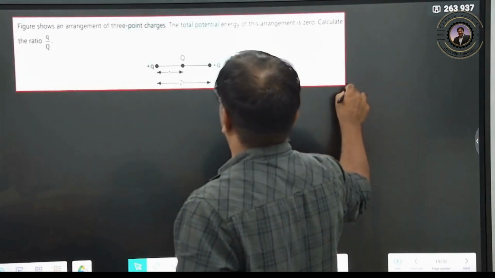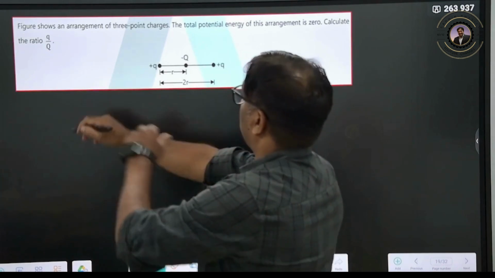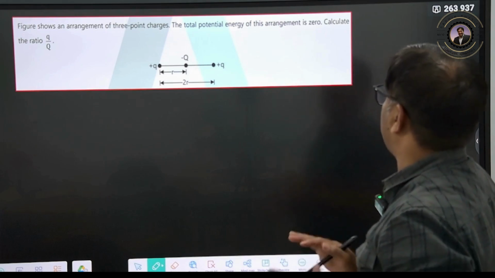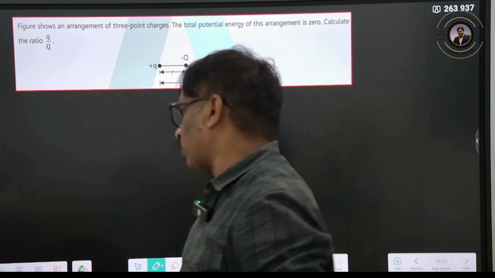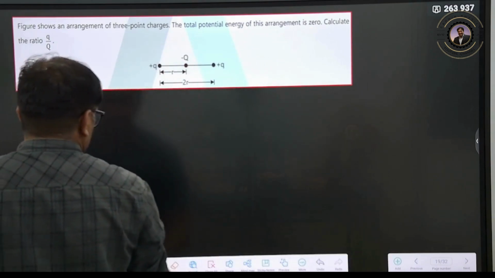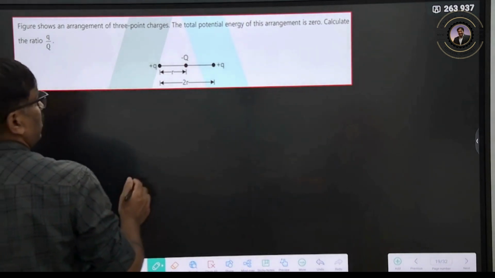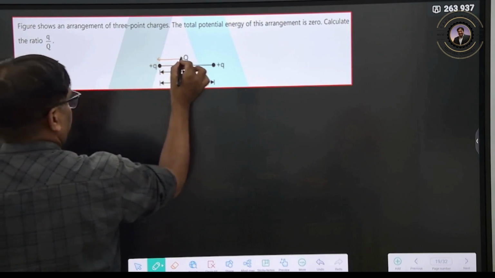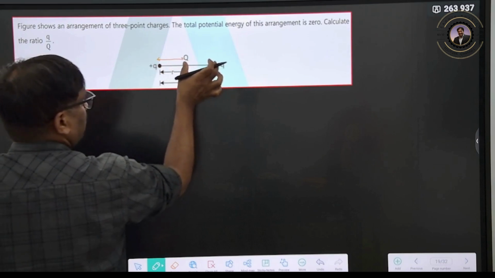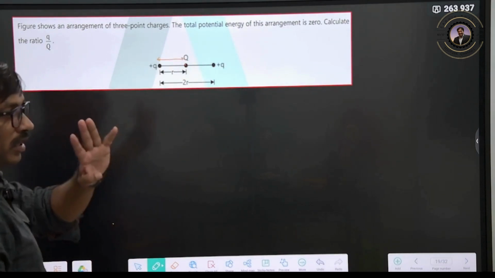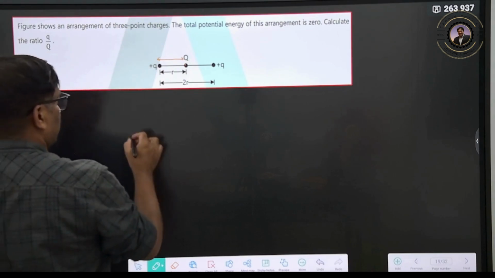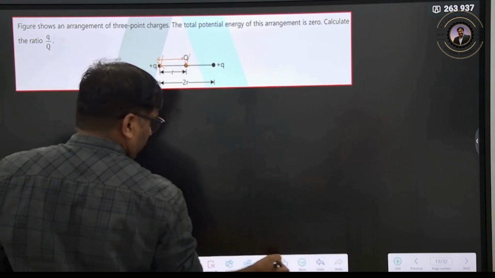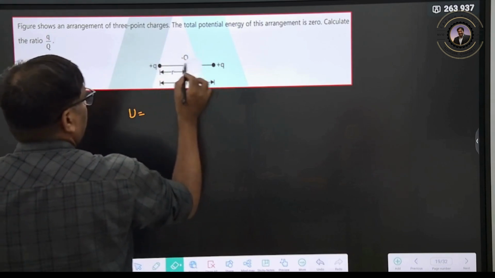So here this is one arrangement. Find the total potential energy of this system is 0. So calculate the ratio of small q and capital Q. What is the potential energy here? The potential energy associated with this one. Here there are combinations. How many combinations? In between this one 1 combination, in between this one 1 combination, and this total is also 1 combination. Totally 3 combinations are possible. So what is the potential energy here due to each? Clear? So how to calculate it?